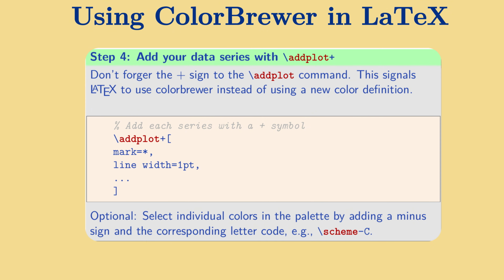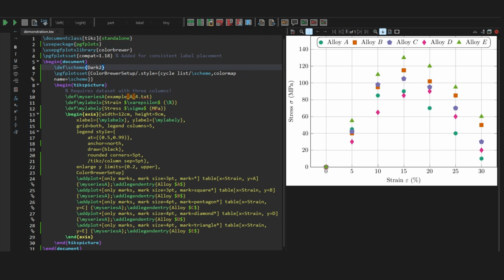Alternatively, you may choose a specific color within the palette by adding a minus sign and the letter code to the scheme command, for instance, scheme-C. Let's see this in practice. Here is the chart that I showed in the beginning.